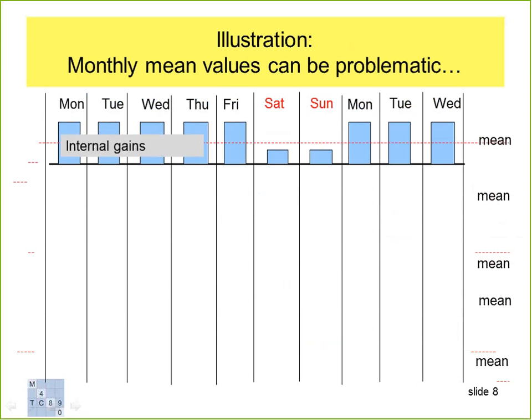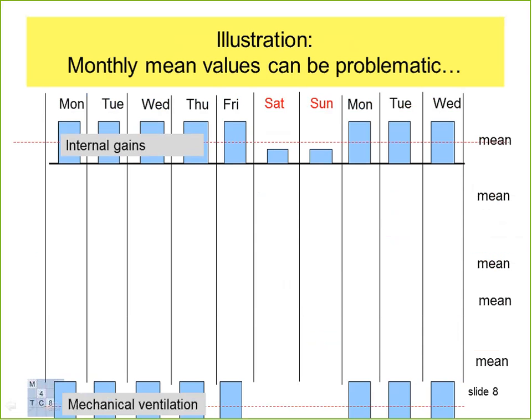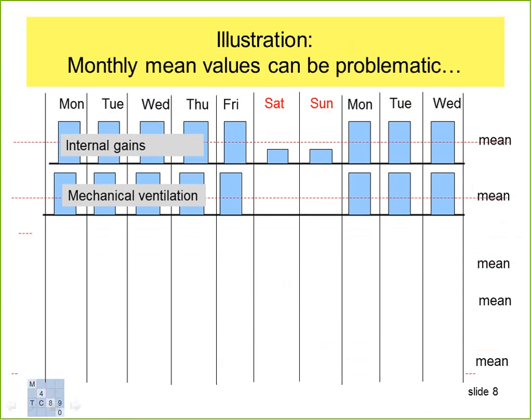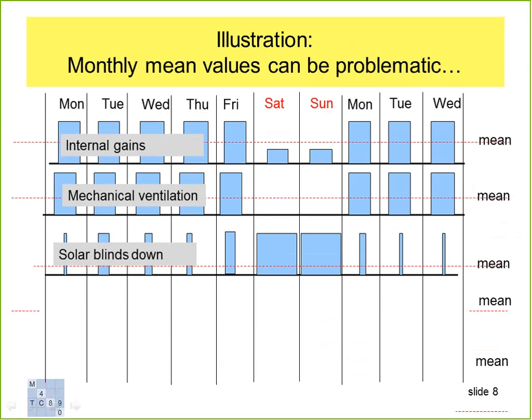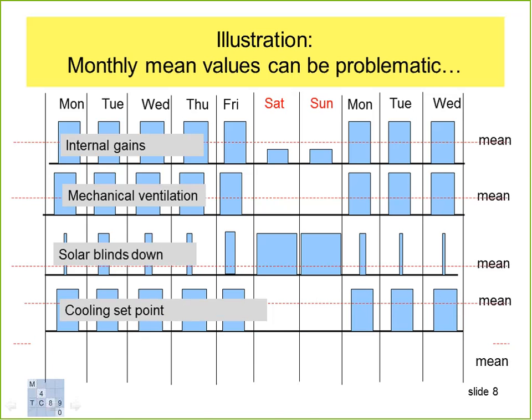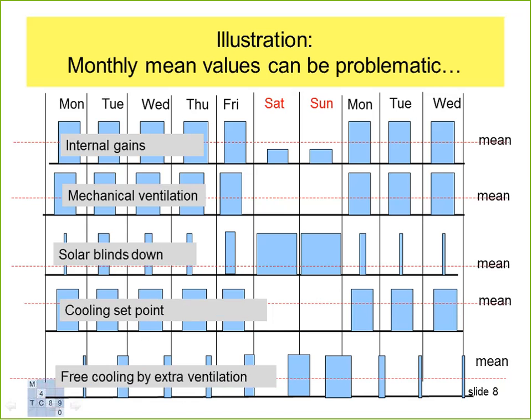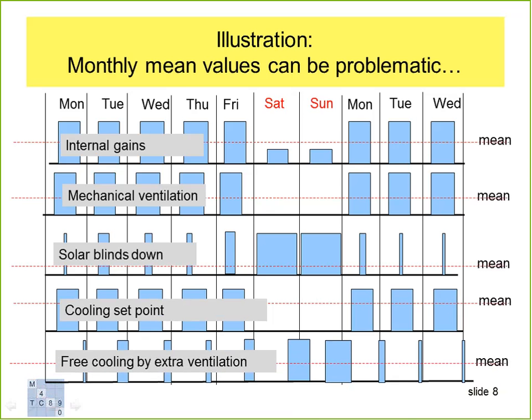internal gains, they can be different between weekdays and weekend days. Mechanical ventilation, the same. Solar blinds down could be quite different between weekdays and weekend days in an office, for instance. And here you see already the difficulty if you take the mean values of all these things. Also, the cooling set point will be different. Free cooling by extra ventilation also. And there are many more of similar things which I could show which have the same problem.